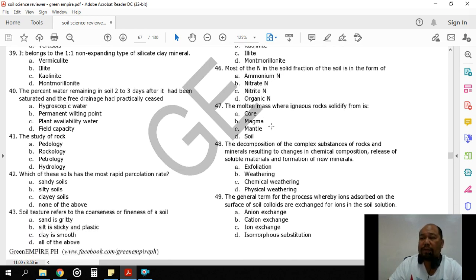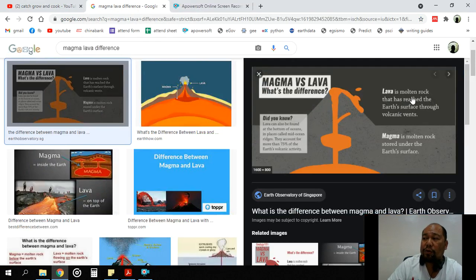Okay, number 47, the molten mass where igneous rocks solidify from is core, magma, mantle, or soil. Molten mass where igneous rocks solidify. So when we say molten mass, molten rock can either be magma or lava. The core has two parts, a liquid core and a solid core, at the center. What actually goes out that igneous rocks come from is magma. But had it been an option, lava, igneous rocks can also come from lava. Now, what's the difference? Lava is molten rock that has reached the Earth's surface. Magma is the one still underneath.